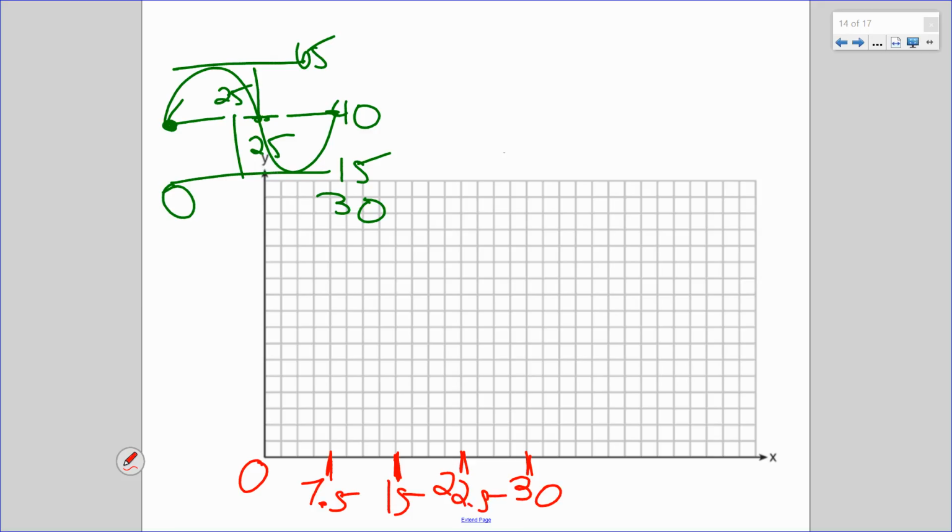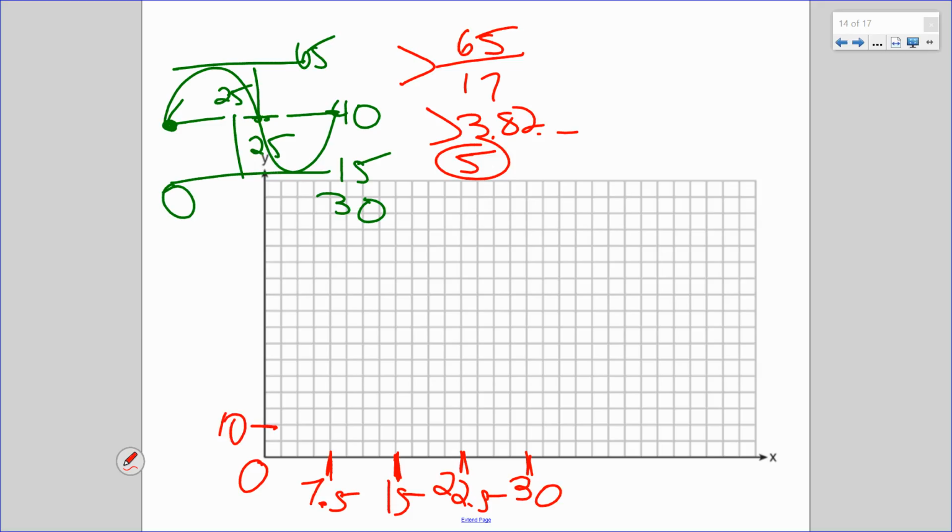X-axis is done. Y-axis, it's got to go up to 65. So I'm thinking of making the mathematical way to do it. You can divide it by the number of boxes, which in this case is 17. It's got to be something bigger than that. 65 divided by 17 is 3.82. So I'd pick something that's bigger than 3.82. Makes sense. I'm going to make each box worth 5. You don't have to use 5, but it's got to be something bigger than 3.82. So I'm going to just label every other box to keep it a little bit neater. 10, 20, 30, 40, 50, 60, 70, 80.